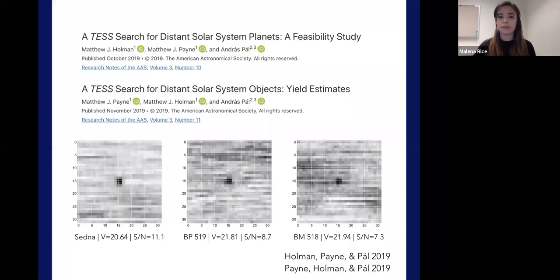The 2 initial feasibility studies on this topic demonstrated that known trans-Neptunian objects can be recovered by shift stacking, and they stated that it should be possible to discover up to hundreds of new objects by searching along all possible orbital paths. This is a really cool opportunity to use a space-based all-sky survey to search for high-inclination solar system objects that are rare but also really dynamically interesting and can tell us a lot about the history of the solar system.